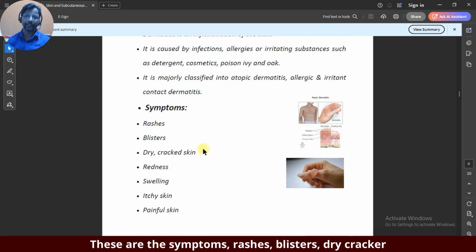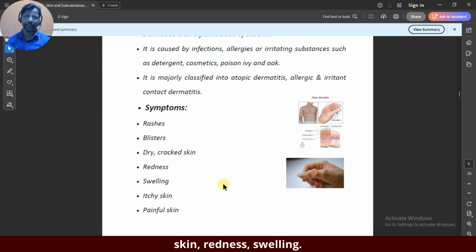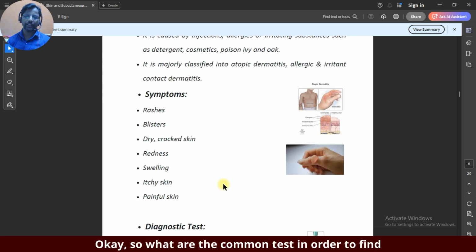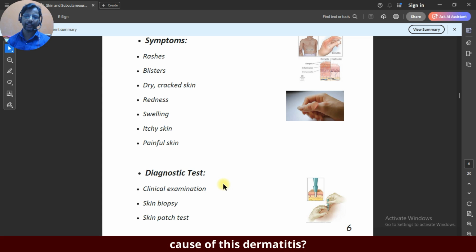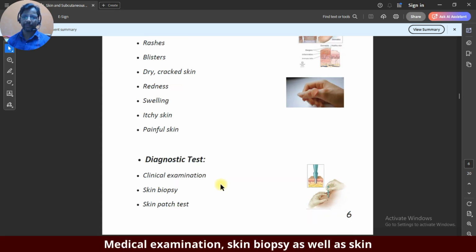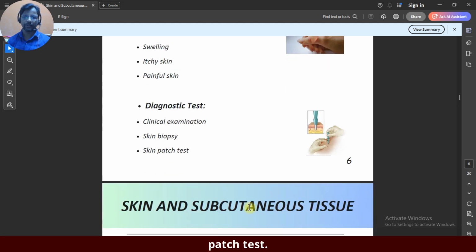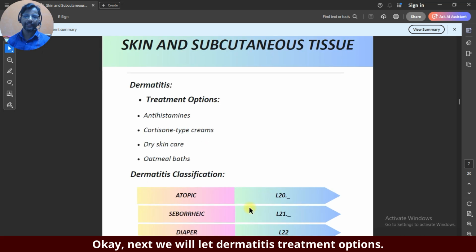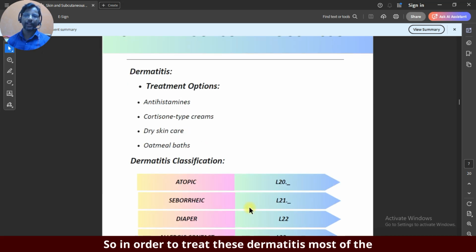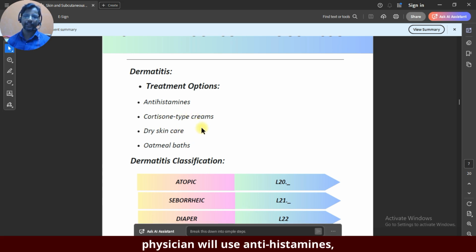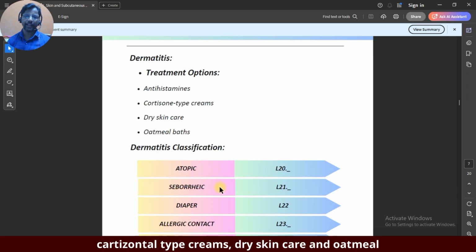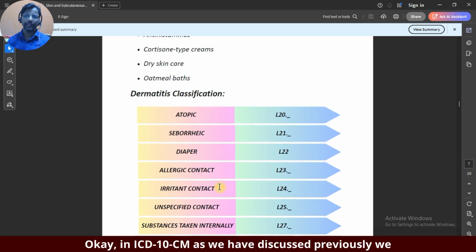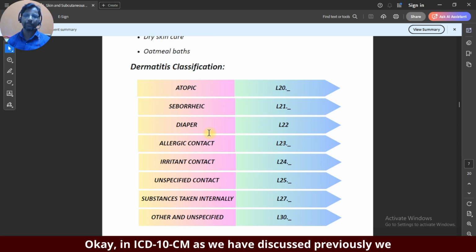These are the symptoms: rashes, blisters, dry cracked skin, redness, swelling. What are the common tests to find the cause of this dermatitis? Clinical examination, skin biopsy as well as skin patch test. Next we will see dermatitis treatment options. In order to treat this dermatitis, most physicians will use antihistamines, cortisone type creams, dry skin care and oatmeal baths. Okay, in ICD-10 CM, as we have discussed previously, we have various types of dermatitis.